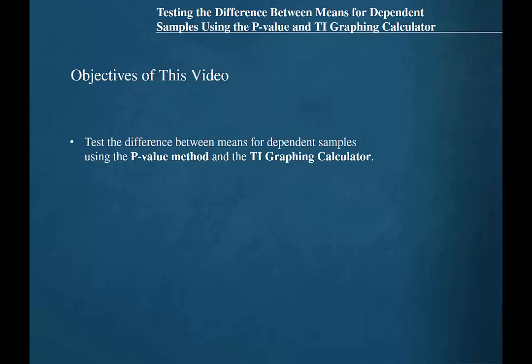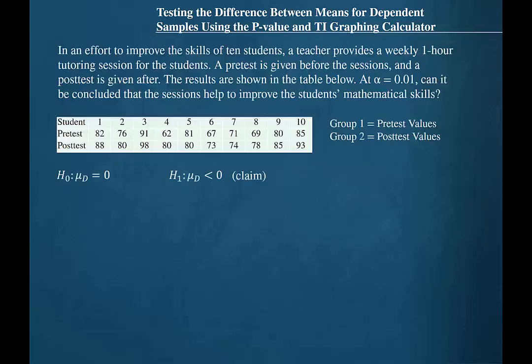The objective for this video is to test the difference between means for dependent samples using the p-value method and the TI graphing calculator. In a previous video, we showed how to conduct a hypothesis test for data values that are presented in matched pairs. In the problem, pre-test and post-test scores were compared to see if there was an improvement for students who engaged in tutoring sessions in an effort to improve their skills.